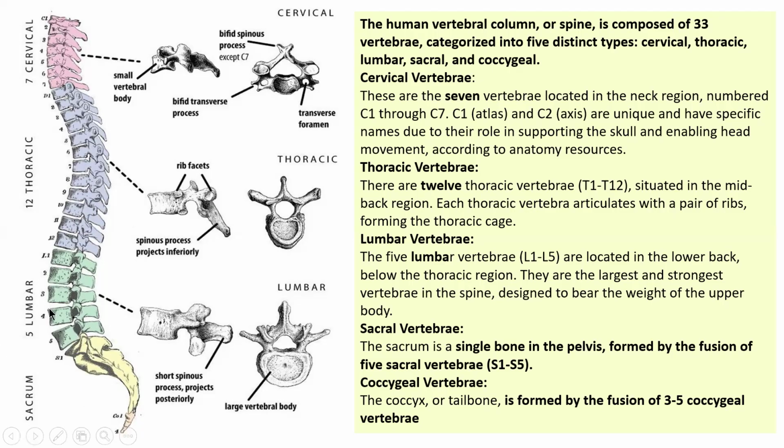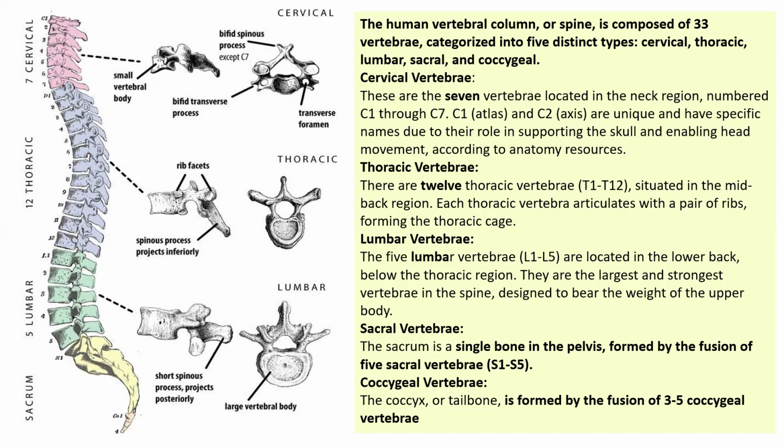Now the lumbar vertebrae: there are five lumbar vertebrae, located in your lower back, below the thoracic region. They are the largest and very strong vertebrae in your spine, and this is the reason you are able to bear the weight of your upper body.